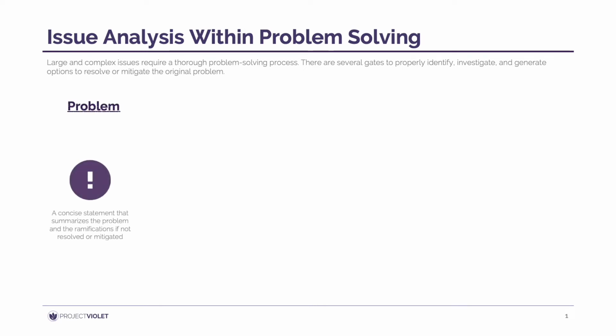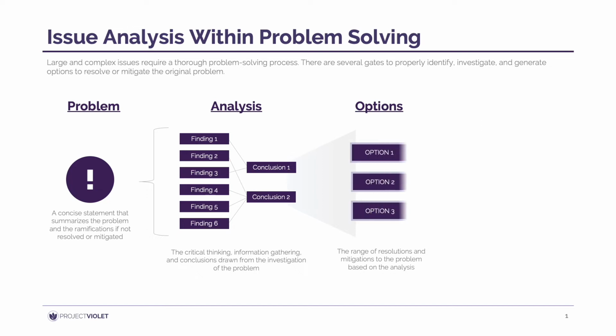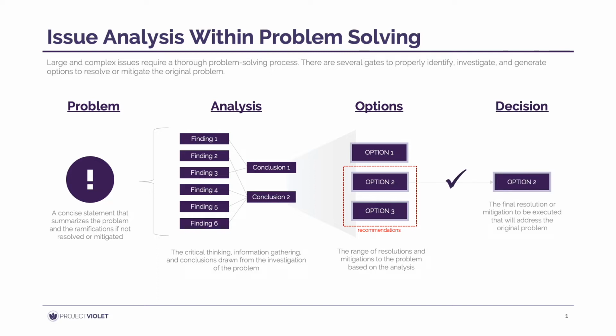It starts with the identification of the problem and understanding what it is and the impact to the project. Next, you need to investigate. Synthesize all your findings and determine the conclusions from what you found. Once that is understood, you can derive options and potentially make recommendations on what to do. From there, you drive towards a decision from leadership and mobilize the teams to get the job done.